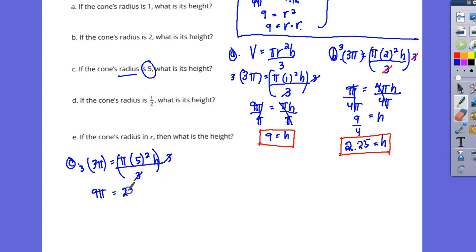You have 25 pi times h. Because 5 squared, that's 5 times 5. Now you have to solve for h. You have to get rid of 25 pi. So you will divide both sides by 25 pi. When you simplify, 25 pi is gone. You only have h. And then on the left side, pi divided by pi is gone. Then you can approximate this. 9 divided by 25 is 0.36. This is very small, only 0.36 height, because the radius is bigger. So then the height is shorter, right?